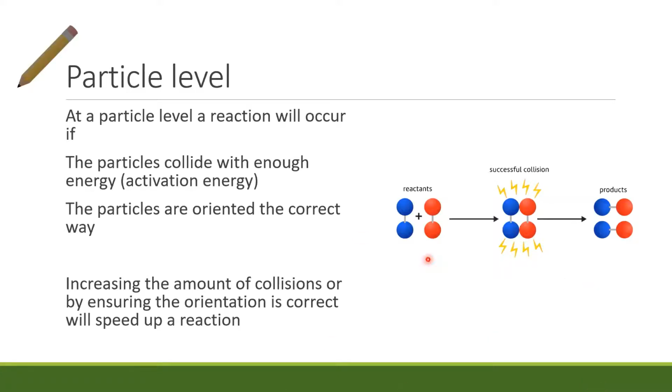So that's what's happening here: these two are bonding, and they're breaking these old bonds and forming new bonds. So they're breaking the bond between blue and blue and between red and red, and they're forming new bonds. The other thing though is the particles need to be oriented the correct way.